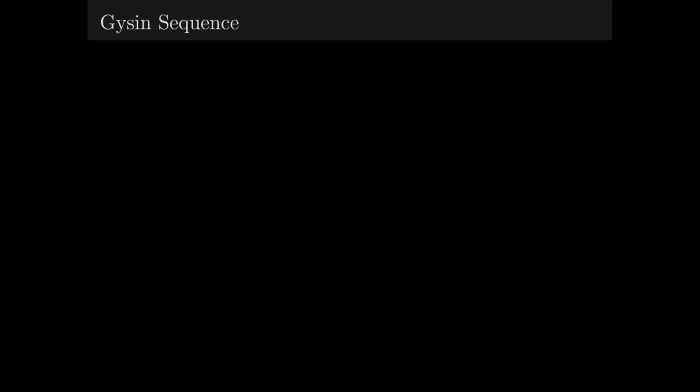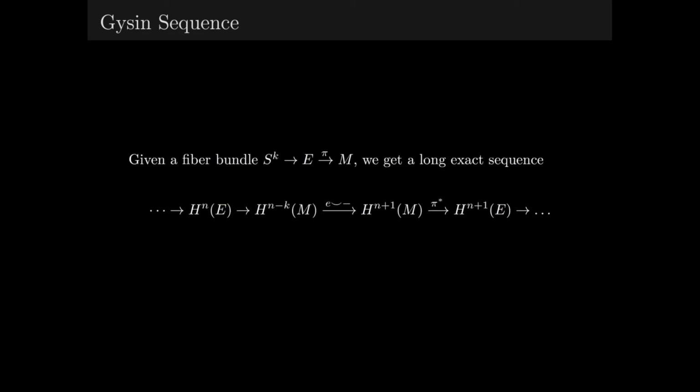The first application I want to discuss is obtaining the Gysin sequence from the Serre spectral sequence. Then say we're given a sphere bundle E over M. Remember that when we say sphere bundle or vector bundle, we're talking about the fiber of the bundle, so in our case the fiber is given by some k-sphere. We're going to see that if we have such a bundle, then we get a long exact sequence of this form, called the Gysin sequence.